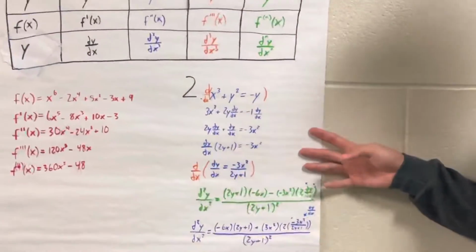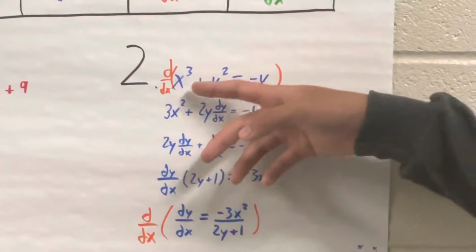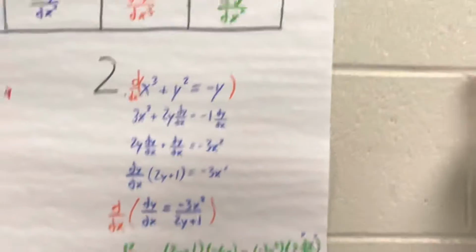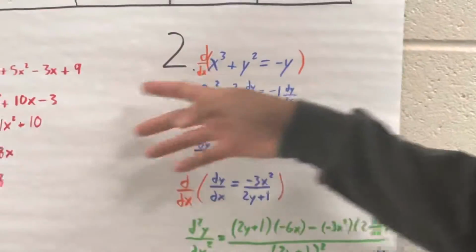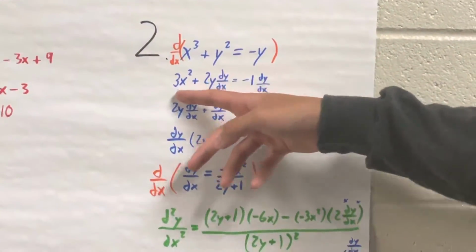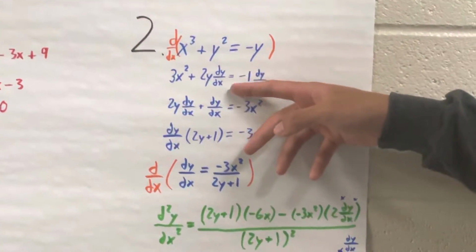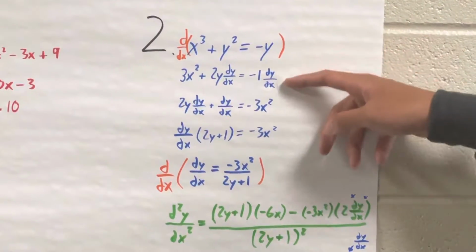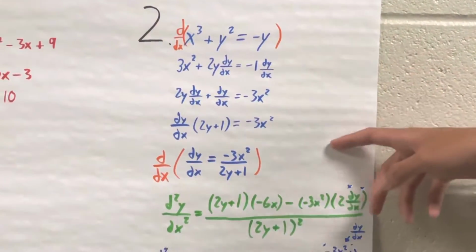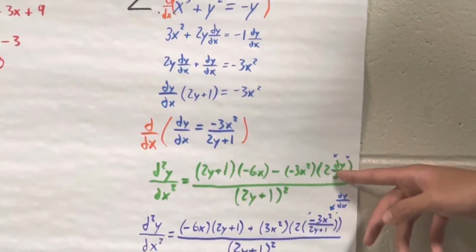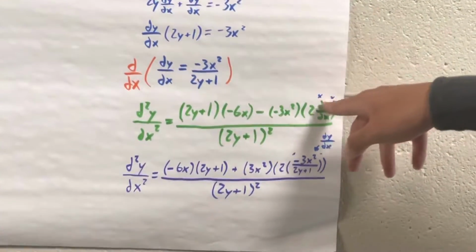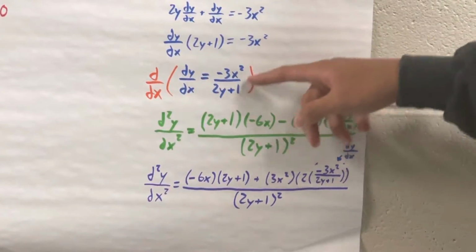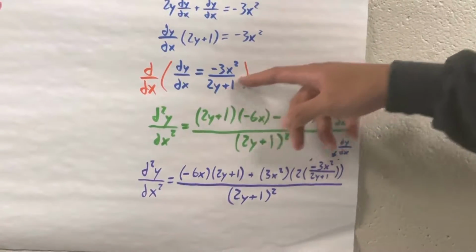For our second example, we have d over dx of x to the third plus y squared equals negative y. Using the same process as before, we come to 3x squared plus 2y dy over dx equals negative 1 dy over dx. After we continue the process, with the chain rule we have to substitute into dy over dx here. Where these little two blue x's are, we have to replace that with what we have here, which is negative 3x squared over 2y plus 1.